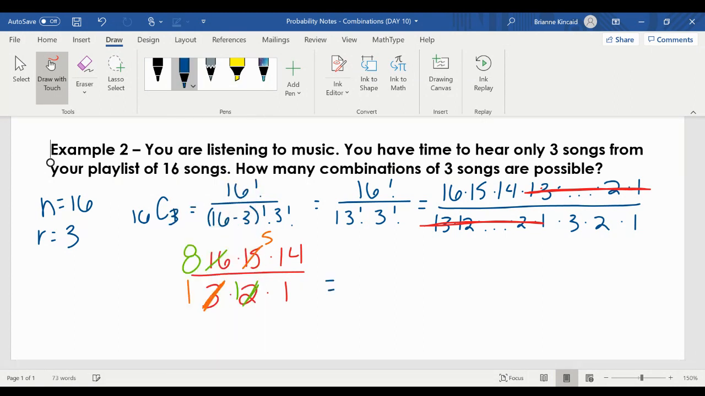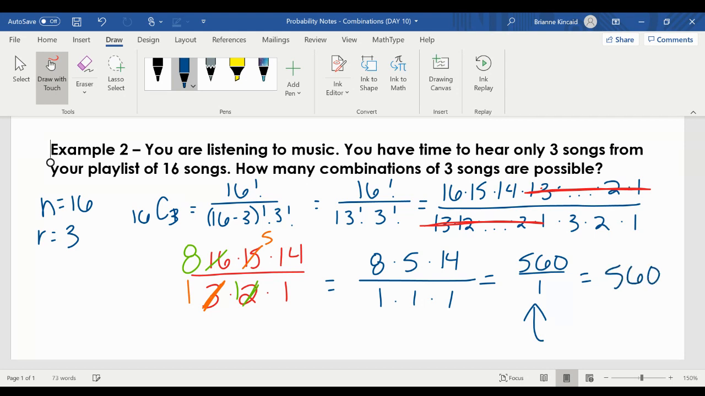So what we have from here in the numerator is 8 times 5 times 14. And in the denominator is 1 times 1 times 1. Your goal when you do this should be to get everything to cancel out except for 1's in the denominator. So when I multiply these together, that's going to give me 560 over 1. If you want to skip this step here and just go right into telling me it's 560, that's totally fine. That's your final answer.